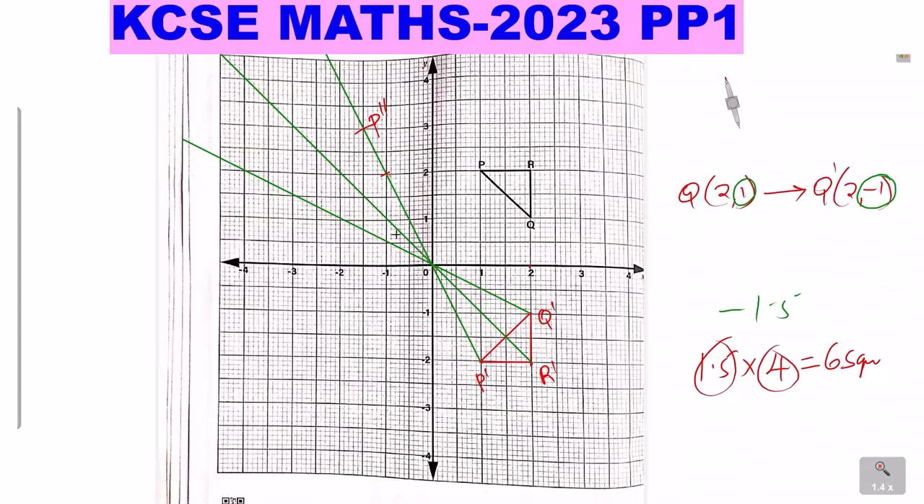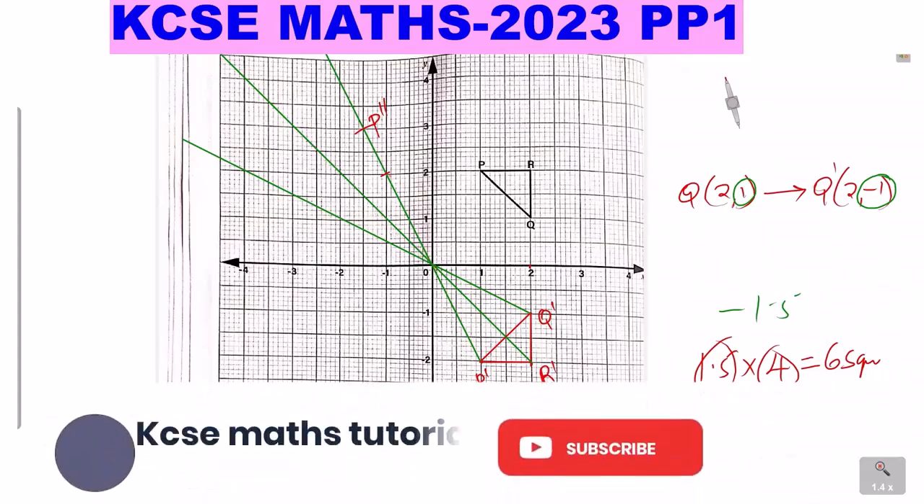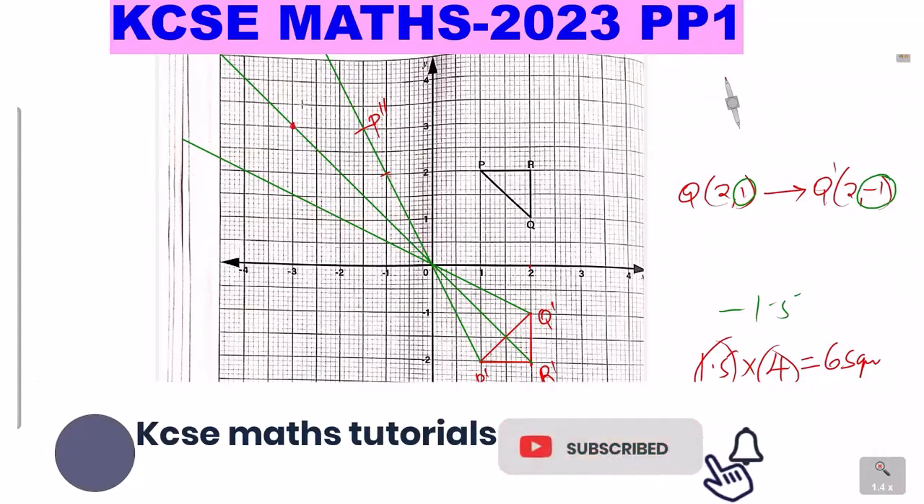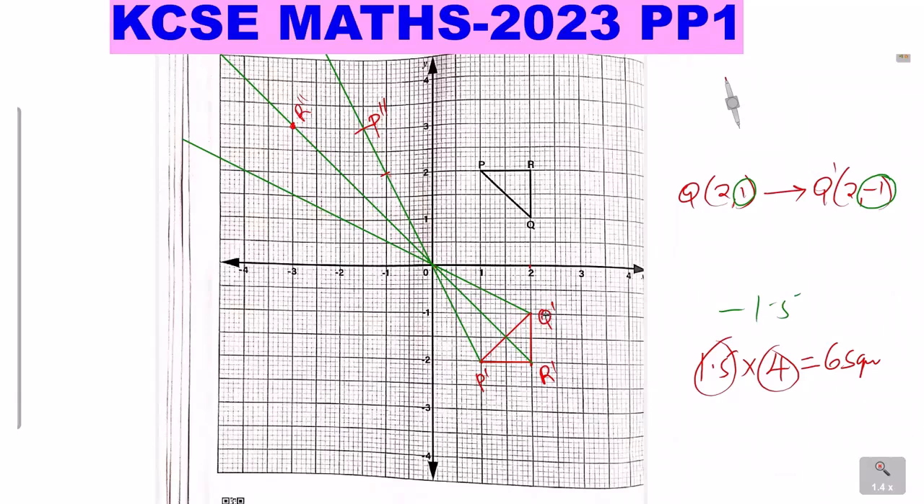So just count 1, 2, 3, 4, 5, 6. So it will be here. So this is where we shall have R double prime. Then for Q, follow that straight line. From the center of enlargement, count 6 squares: 1, 2, 3, 4, 5, 6, to be here. That is Q double prime. Then you join. So that is triangle P double prime, Q double prime, R double prime.